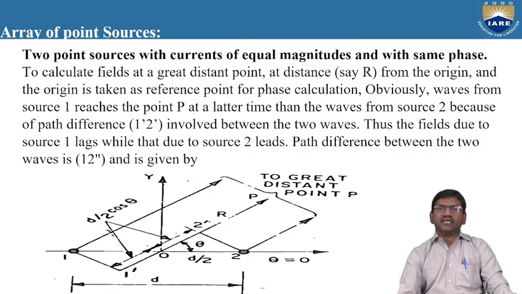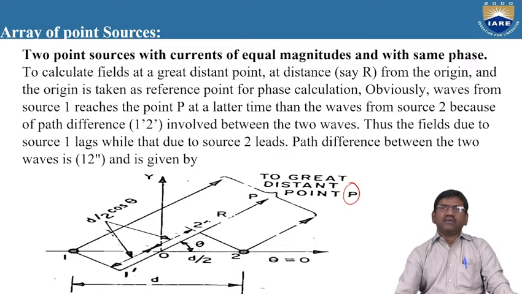Let us assume in this diagram that point source 1 and point source 2 are separated by a distance d, and they are placed symmetrically about the origin. Let us say O is the origin, and exactly the midpoint of these 2 point sources is placed at the origin of the axis. Let us assume there is a point P, a great distance away. Some amount of field strength is radiated by these 2 point sources, 1 and 2.